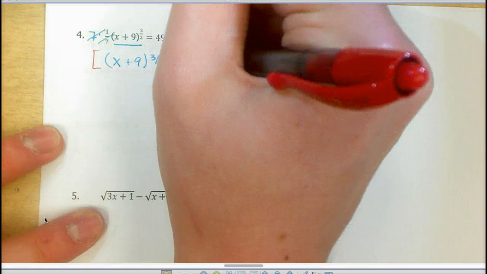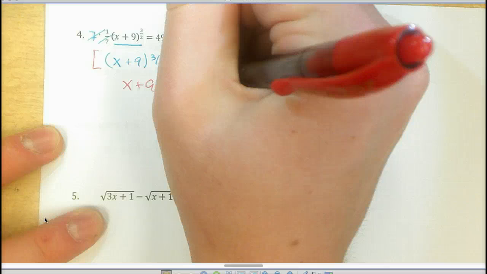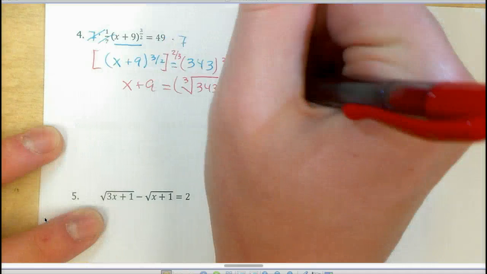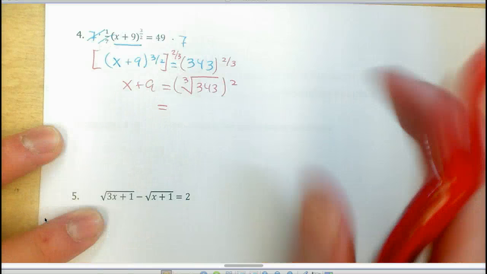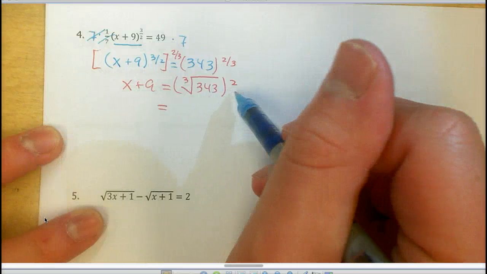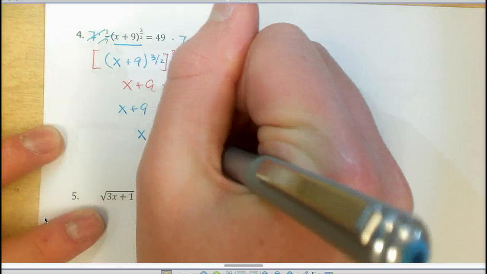And now I need to take both sides of my equation to the 2/3 power. So that's going to give me x plus 9 equals the cubed root of 343, squared. Okay, the cubed root of 343 we know is 7, and then 7 squared is 49. So on the right side you get 49. x plus 9 equals 49. That means x is going to be equal to 40.